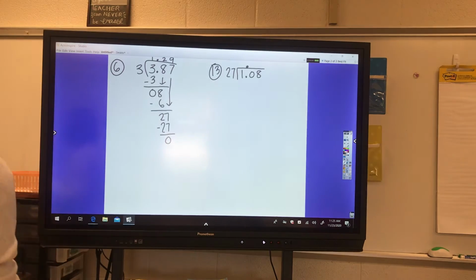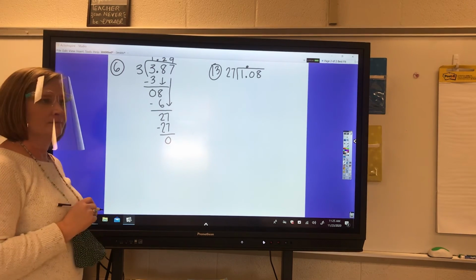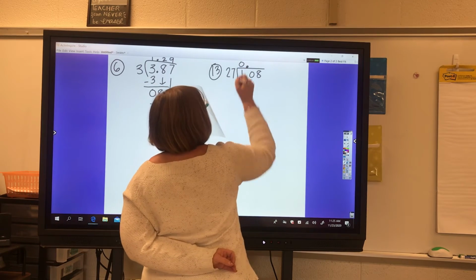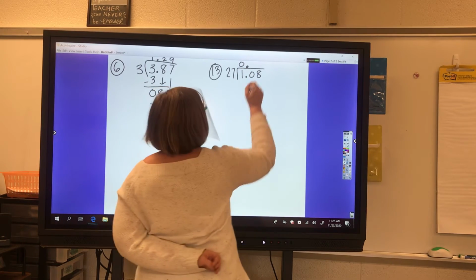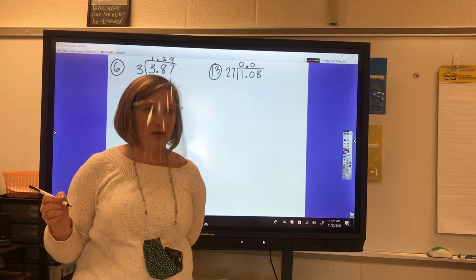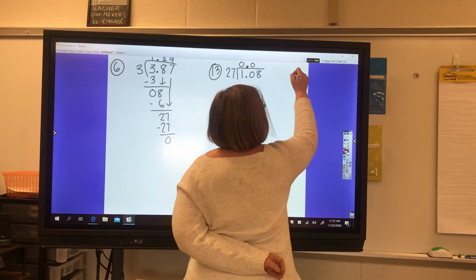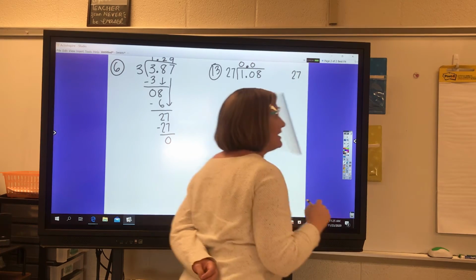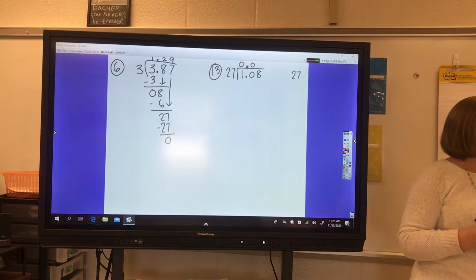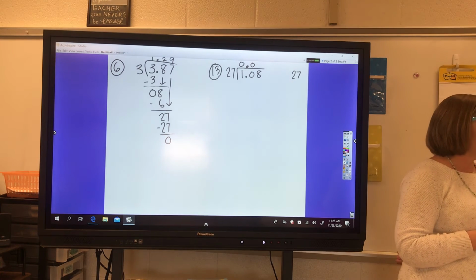How many times will 27 go into 1? None. How many times will 27 go into 10? None. And how many times will 27 go into 108? It's kind of a big number, isn't it? So let's go over here to the side and take 27. If I want my end number to be 8, what can I multiply 7 by to get the end number to be 8?